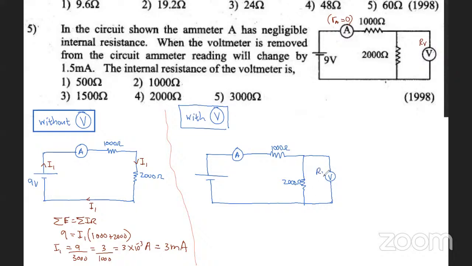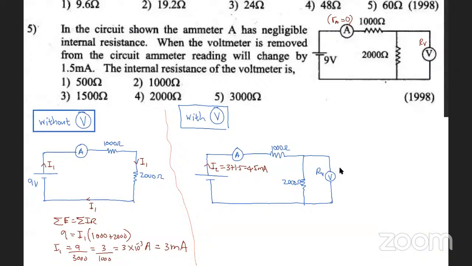The resultant of these two together will be less than 2000. The resultant of these two resistors will be less than 2000. Earlier it was 2000 and 2000. When I put another resistor in parallel, the resultant of these two will be smaller than 2000. So the ammeter reading will increase. Therefore, this is I2. I2 will now be 3 plus 1.5, that is 4.5 milliampere. Wait, I will explain that again.